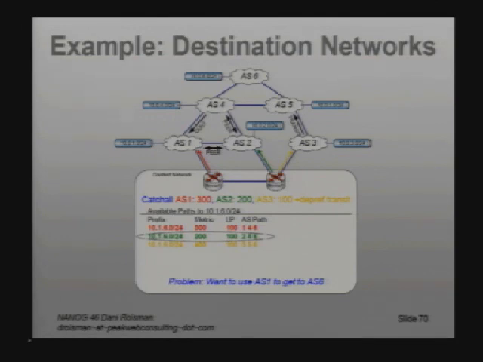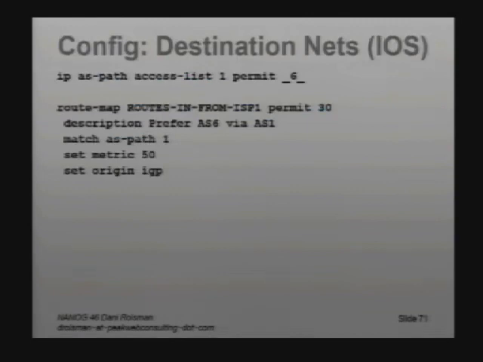We can't just change the catch-all metric because that'll change too much. But we know specifically we're trying to get to AS6. So what are we going to do? Going to go ahead and, in Cisco, make an AS access list with a single ASN, AS6, and say, okay, any routes coming from AS6, go ahead and give it a metric of 50, which is better than the best tiebreaker.